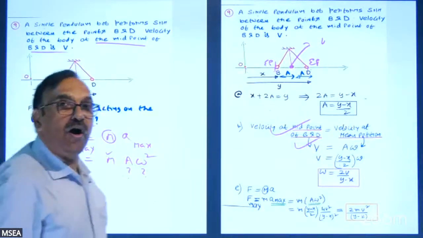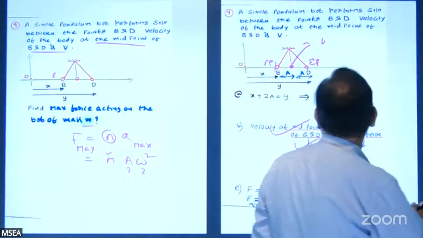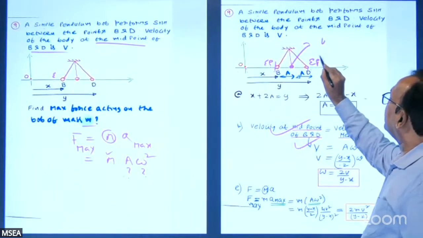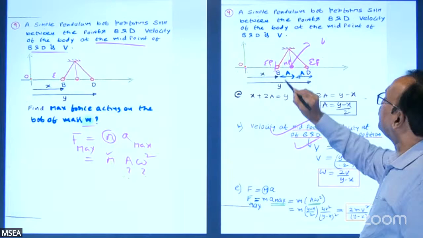Now, how to calculate the amplitude? All of you know that this is the extreme point, this is the other extreme point, and this is the mean point.